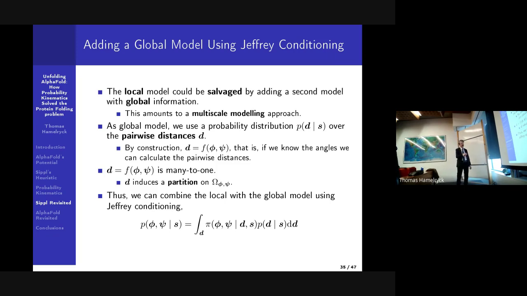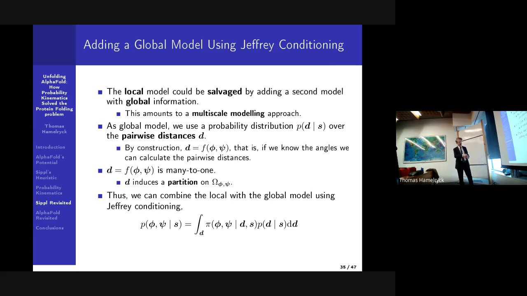Notice that this is a many-to-one function. So there are many values of the phi and psi angles that give rise to the same distances. They pinpoint exactly where all the atoms are, but you can actually have quite a bit of freedom. So you have different conformations of proteins that give rise to the same distances. So we know that D induces a partition on the space of our protein angles. So we can combine the local with the global model using Jeffrey's conditioning.